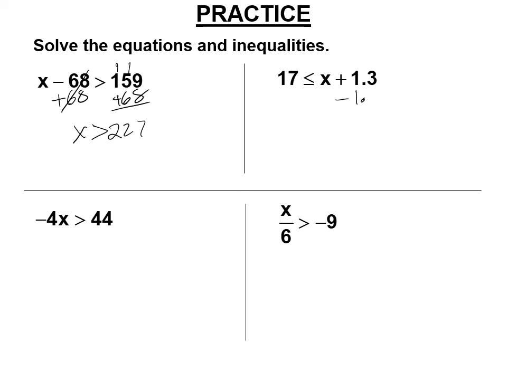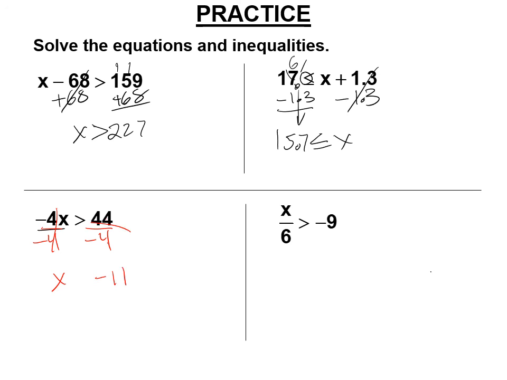Here you're subtracting 1 3/10 from both sides. We're lining up our decimal points, and we have to do a little borrowing here. I lined up my decimal points, and I'm getting 15.7 is less than or equal to x. Here I divide both sides by -4. That crosses out. 44 divided by 4 is -11. This is the one where the symbol gets flipped.